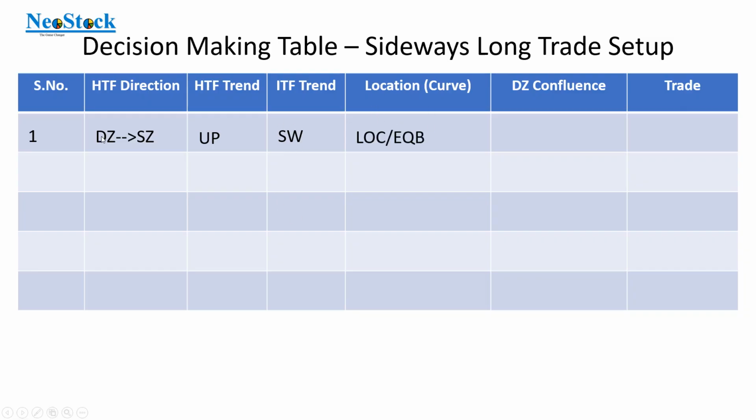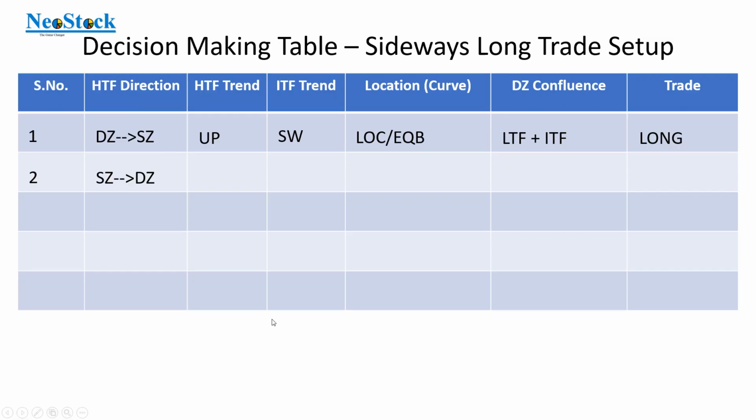And in this scenario, when all the 3 conditions are satisfied, our location or curve should be either low on the curve or equilibrium. Either side you can plan the trade, but the compulsory rule is the demand zone confluence should always be LTF and ITF zone confluence. So the compulsory rules that cannot be changed are: ITF trend should always be sideways in all the 5 scenarios, and demand zone confluence should be LTF and ITF demand zone confluence in all the scenarios. Remaining will be changing. Obviously, your trade is a long trade in all the scenarios.